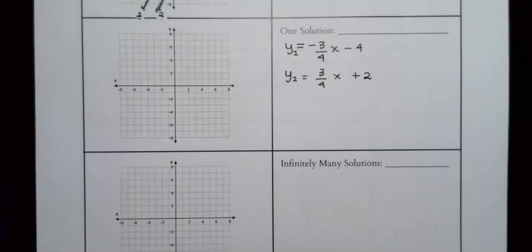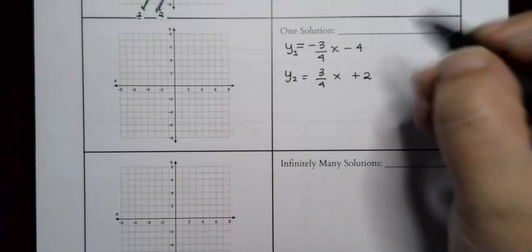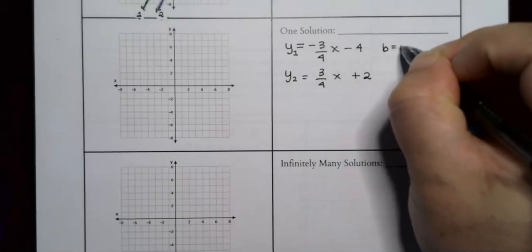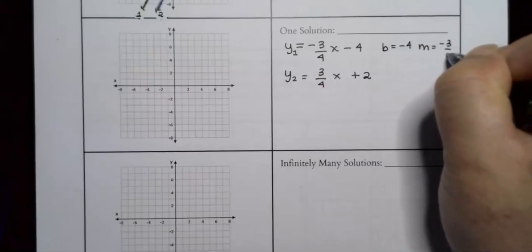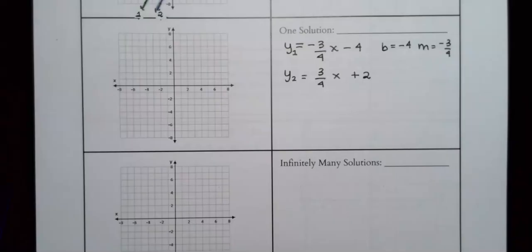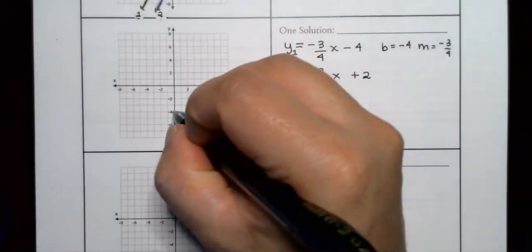Okay, so notice that we have two equations here. I've labeled them y1 and y2 to let you know which one is our first line and which one is our second line. According to this, our y-intercept is -4 and our slope is -3 over 4. So let's graph that one first, and then we'll color code it and move on to the second one. For this one, our y-intercept is here.